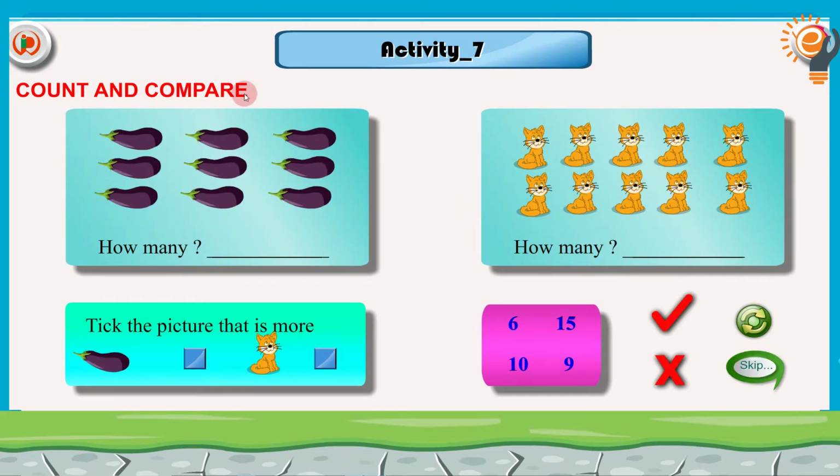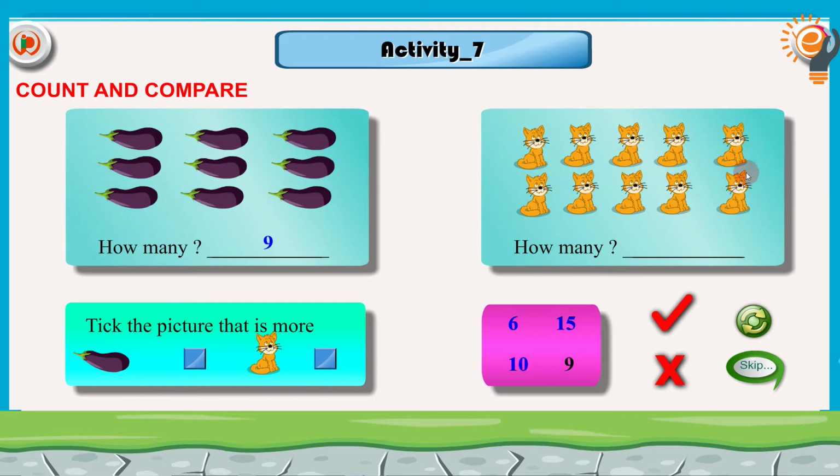Count and compare. Here also we have to count and compare. In this box we have brinjals. These are vegetables, brinjals, and here we have cats. First we will count the brinjals. 1, 2, 3, 4, 5, 6, 7, 8, 9. So the brinjals are in number 9. So we will write number 9 here.